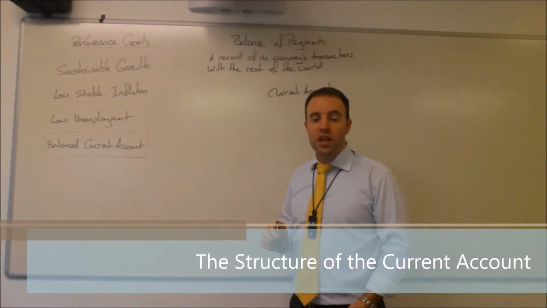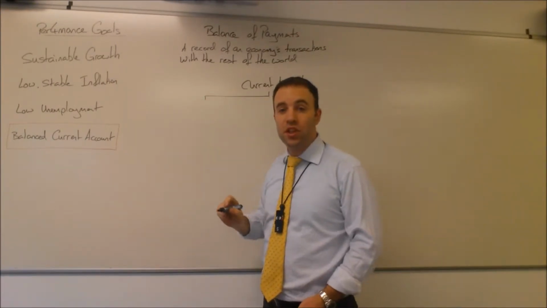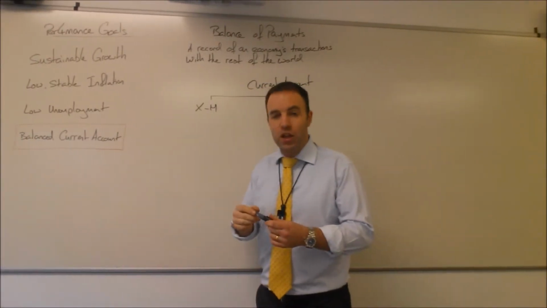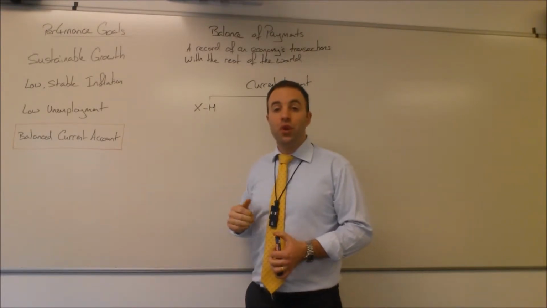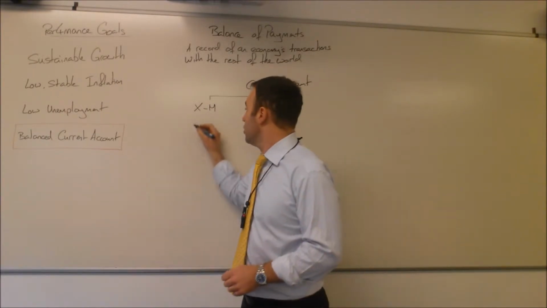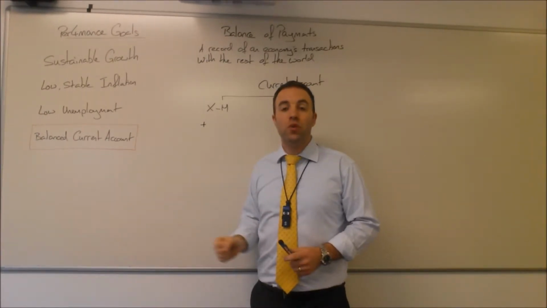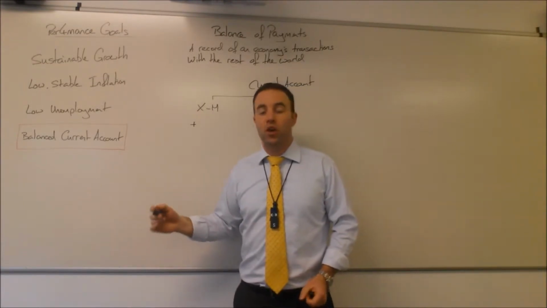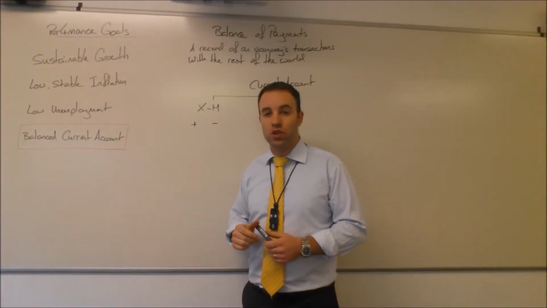And the current account is made up of 3 important things. The first, and the biggest, is exports minus imports. This is all about the value of goods and services leaving the economy. So the value of every good or service we export to a foreign country, we consider that a positive on the UK current account. The value of every good or service we import from a foreign country sends money out of the UK economy, and so we consider that a negative to the UK current account.